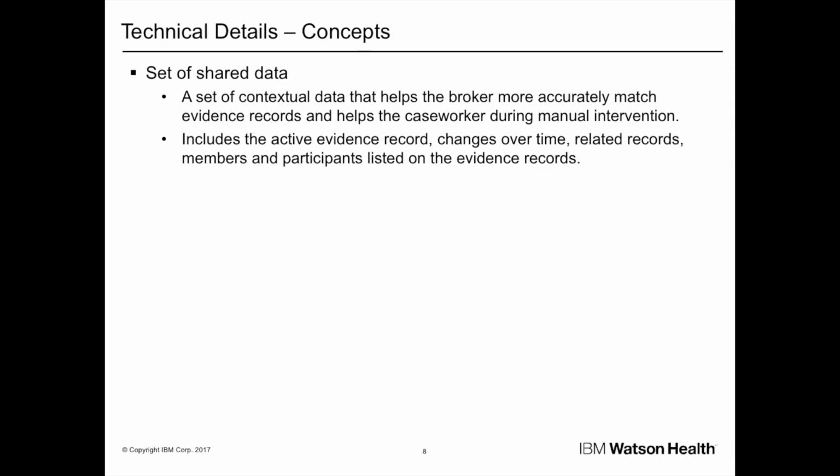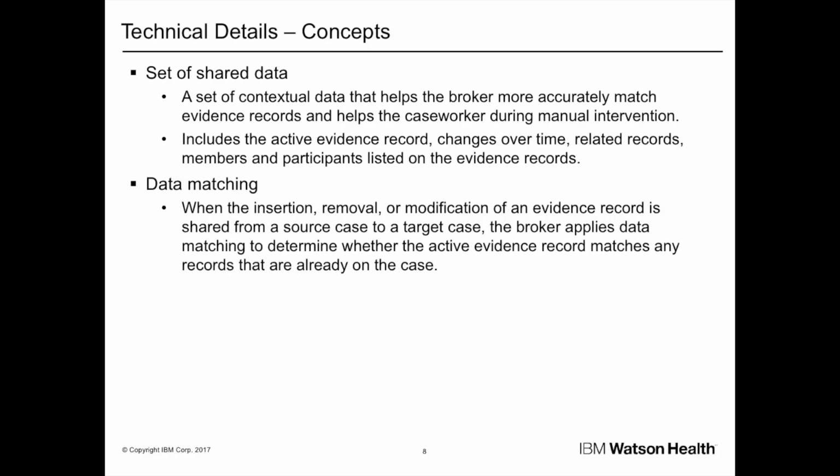Any related evidence records that are linked by a parent-child relationship in a hierarchy, including multiple instances of records at any level in the hierarchy. The members and participants that are listed on the evidence records that are contained within the evidence dataset.